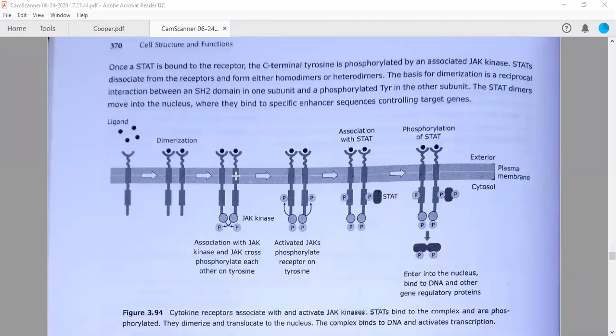The second major class of cell surface receptors, and these are present in the cell cytosol, so they will start phosphorylating each other, and also they will phosphorylate the tyrosine residues present in your receptor itself. Once they phosphorylate the tyrosine residues, they create the binding site for these proteins, which are called STAT proteins.